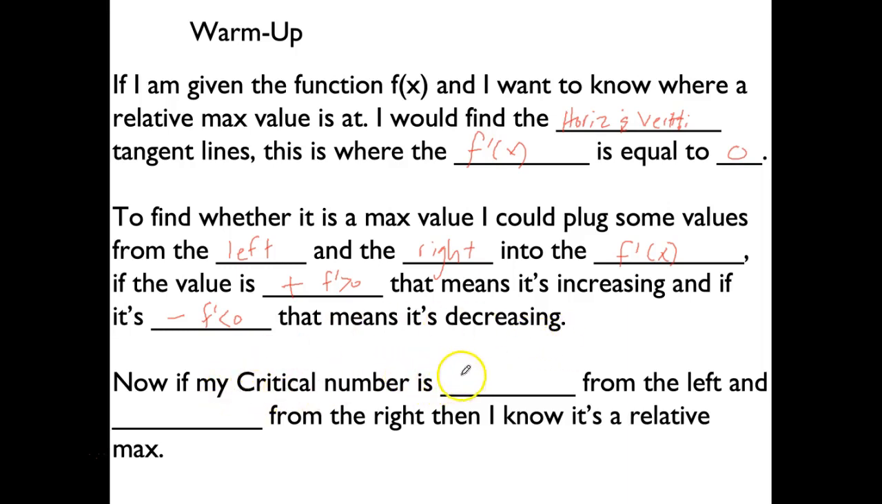Now, if my critical number is positive from the left and negative from the right, then I know it's a relative max. So if I have a max, that means it's going like this, right? Okay, so that would mean the first derivative is greater than 0 from the left, and negative on the right. That means it's going down. The derivative is less than 0 from the right. Then I know it's a relative max. Yeah. If it's opposite, then I know it's a relative min, right?